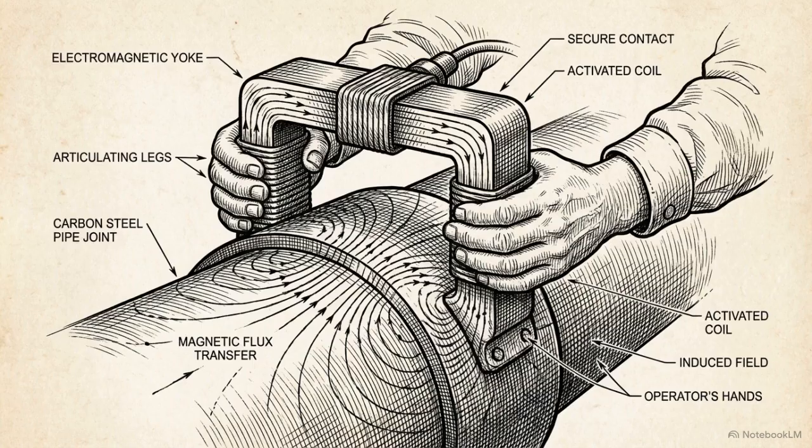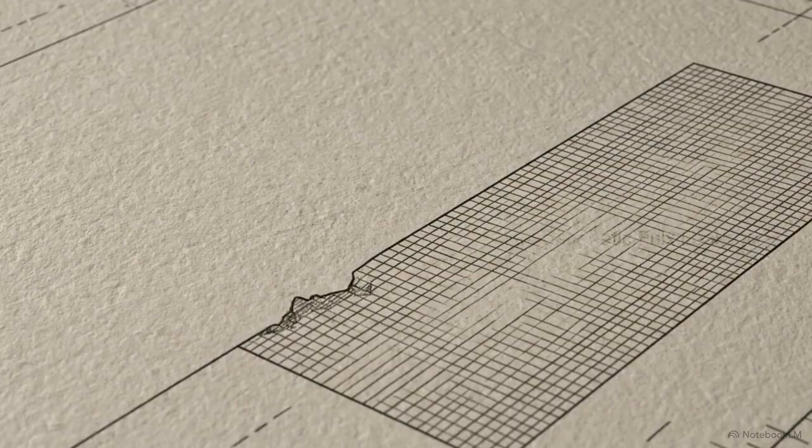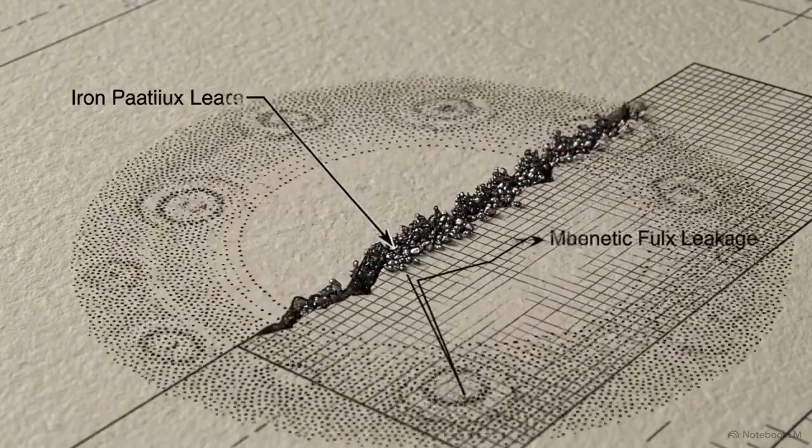MT is operationally superior whenever the material allows it. It requires no dwell time, making it significantly faster than PT, and the magnetic field can expose near-surface defects that are hidden up to 3 millimeters below the metal skin.